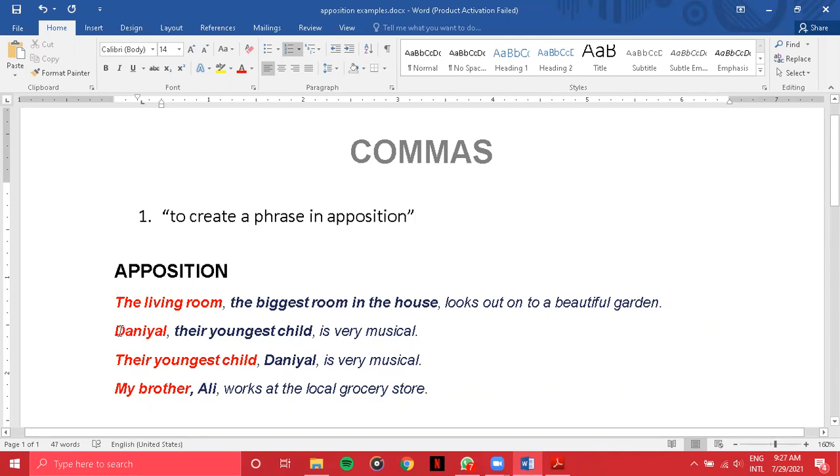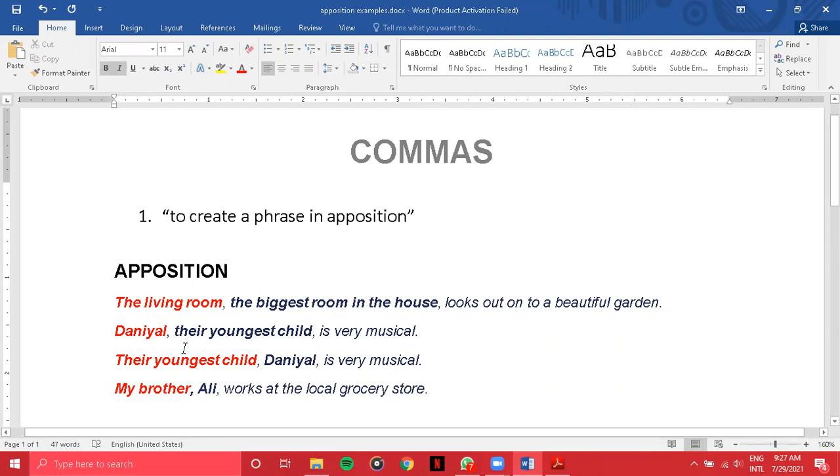Now, for example, if we look at this example, Daniel, the youngest child, is very musical. I've used red for the first noun phrase, and the bold one is the second noun phrase. Both of these are separate noun phrases, right? They both contain one noun, right? Yes. What's the noun in this phrase, the youngest child? It's the child. Exactly. So they both are noun phrases and they both are right next to each other. There's nothing between them. They're just right next to each other and they're only separated by a comma.